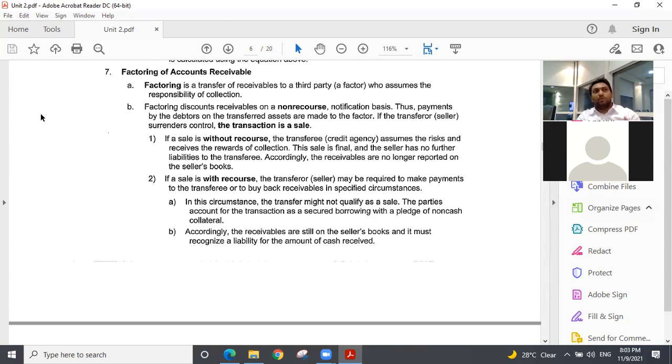So normally what happens is, for example, I'm a factor and you have a few receivables. I will tell you, okay, for example, your outstanding is 100,000. I will collect this 100,000 for you. So you should give me a margin out of this, and I will pay you this 100,000 in advance.